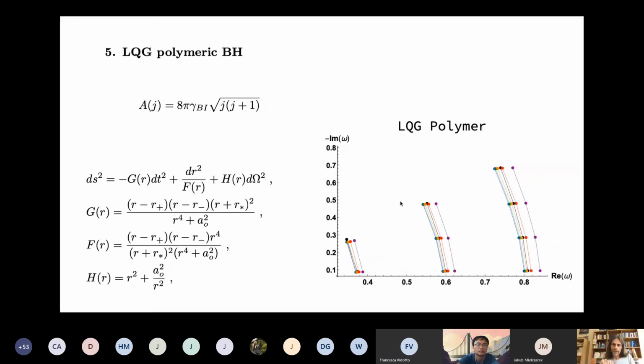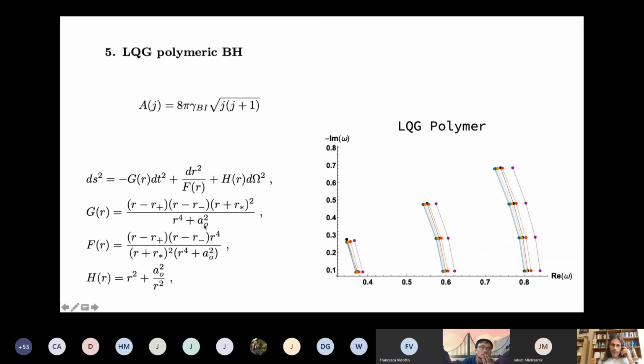So I have here selected one approach, which is called the polymeric black holes. And basically, the idea is to solve the Hamiltonian constraint by replacing the connection by its holonomy, as it is usually done also in loop quantum cosmology. So the effective resulting metric is given there.